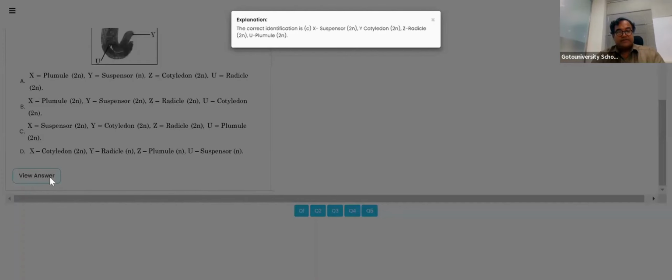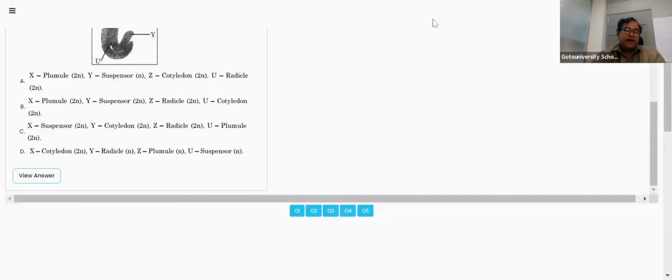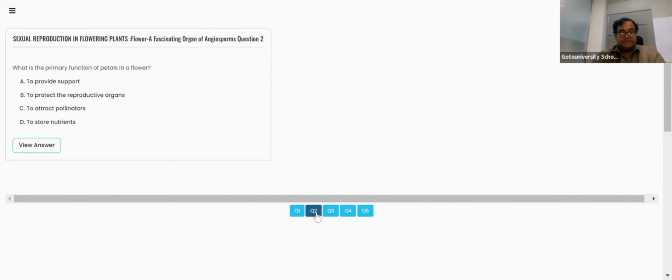C is the correct answer, right? Can you see this? C is the correct answer. If any one of you has any doubt, please let me know. And now we are going for the second question.